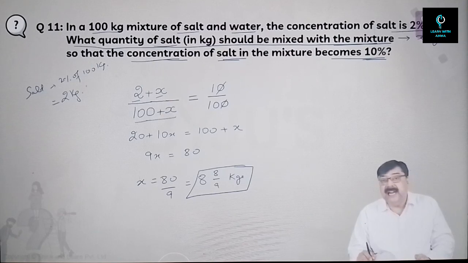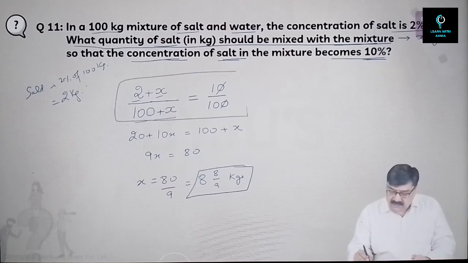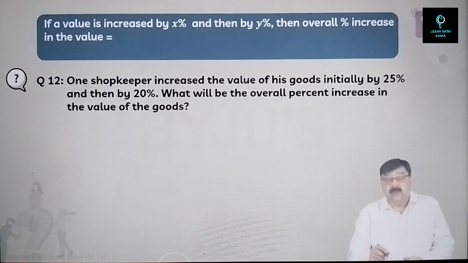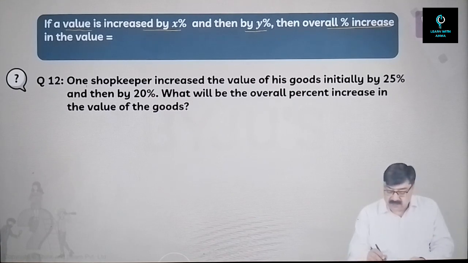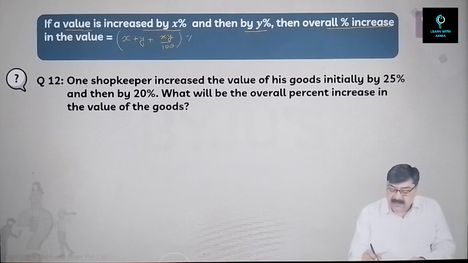That is, if you add 8 by 9 kg of salt to this mixture, then the concentration of salt will rise from 2% to 10%. So that's all that we needed to do. We just needed to find out or form this equation. Now, if a value is increased by x% and then by y%, then overall percent increase in the value will be x plus y plus xy by 100 percent of increase.